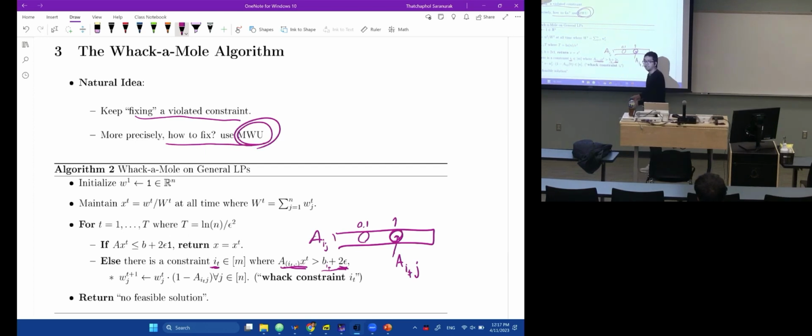So does this intuition make sense? What you do is update the weight on each coordinate j like this. If the coefficient is big, decrease the weight a lot, and that will in turn decrease x a lot in the next iteration.